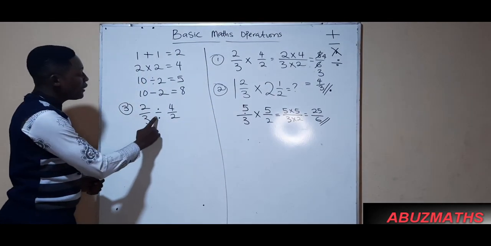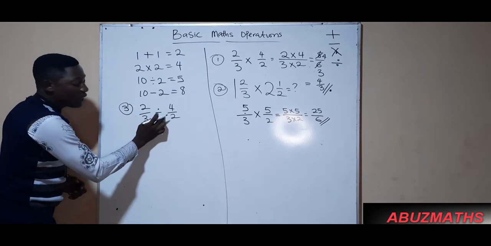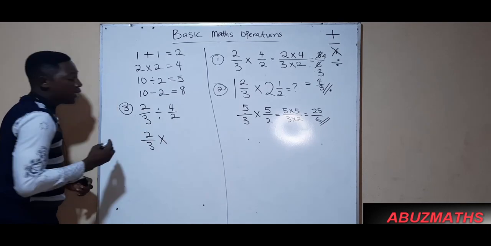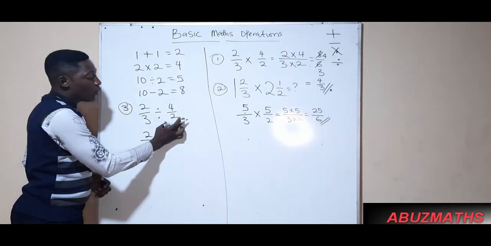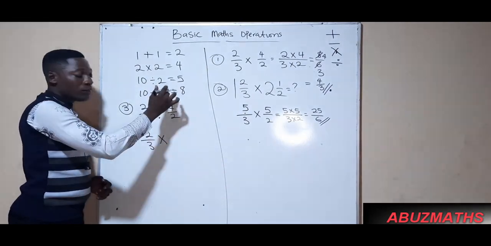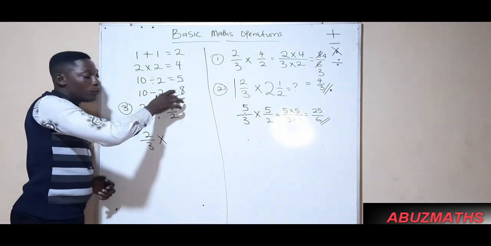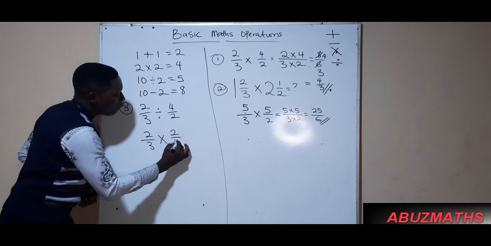So we have 2 over 3 divided by 4 over 2. I said the first thing to do is change this division sign to multiplication. So you have 2 over 3 multiplied by, immediately you change this sign to multiplication, this fraction after the sign has an inverse itself. So the denominator becomes the numerator and the numerator becomes the denominator. So that means this is going to be 2 over 4.